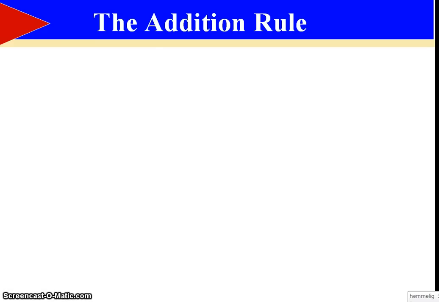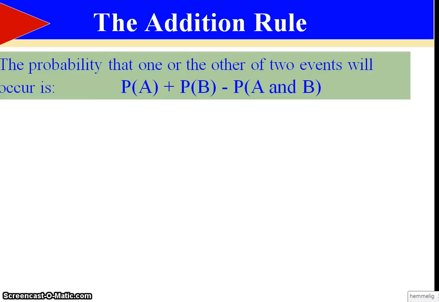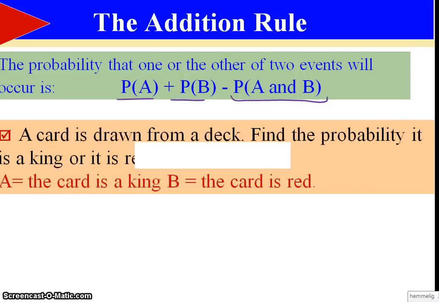The addition rule. As I alluded to, for the probability that one or the other of two events will occur, you find the probability of A and the probability of B and subtract off their intersection. If they are mutually exclusive, then the intersection would be 0. A card is drawn from the deck. Find the probability that it is a king or it is red. If you pull one card from a deck, can it be a king and red? Are they mutually exclusive? No, because you can pull a red king.